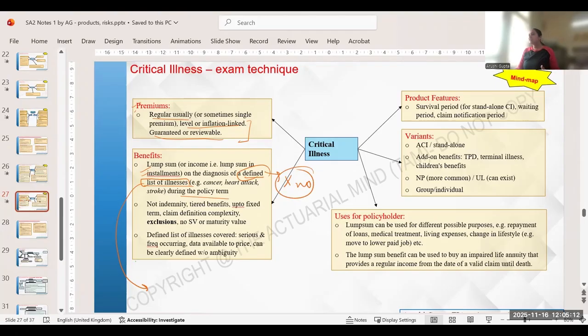If somebody tries to claim, reports a claim saying that something outside this list has happened to me, the insurer has all the right to say that no, this thing is not covered in the policy. Okay, so this is very important. Then there are no indemnity type benefits in this. Indemnity is a concept which says that whatever is the kind of your treatment cost, because an important stakeholder in health insurance, the stakeholders increase.